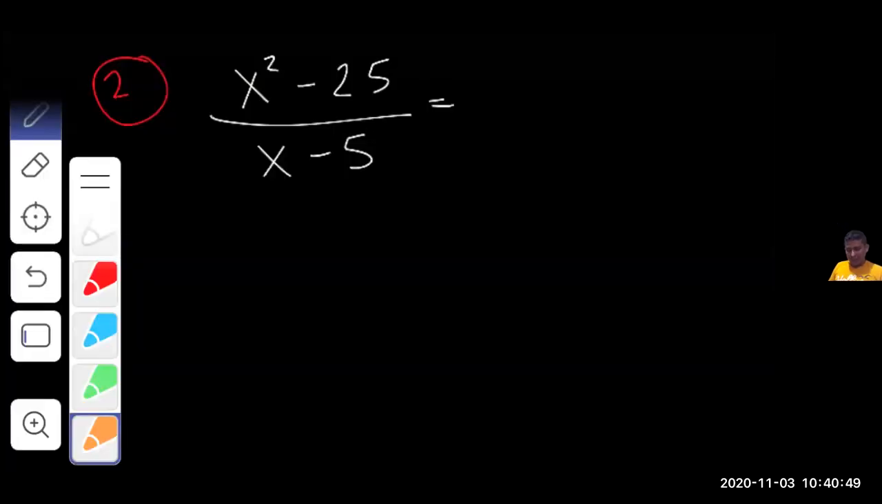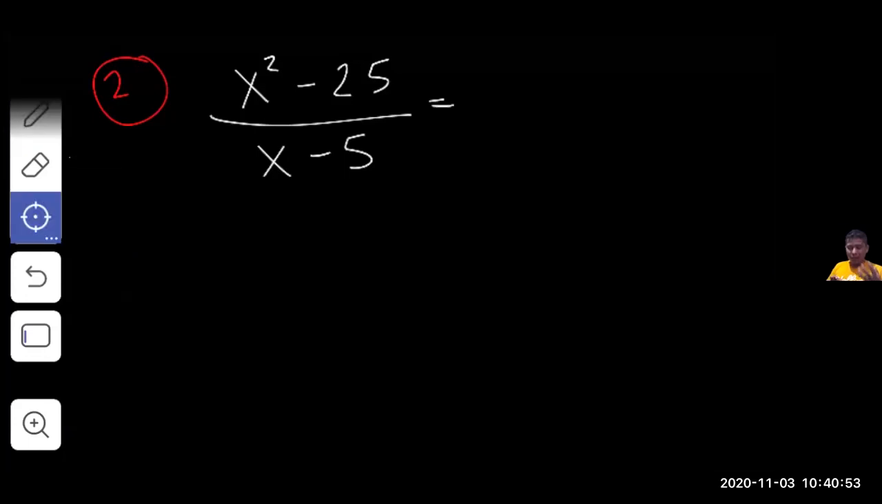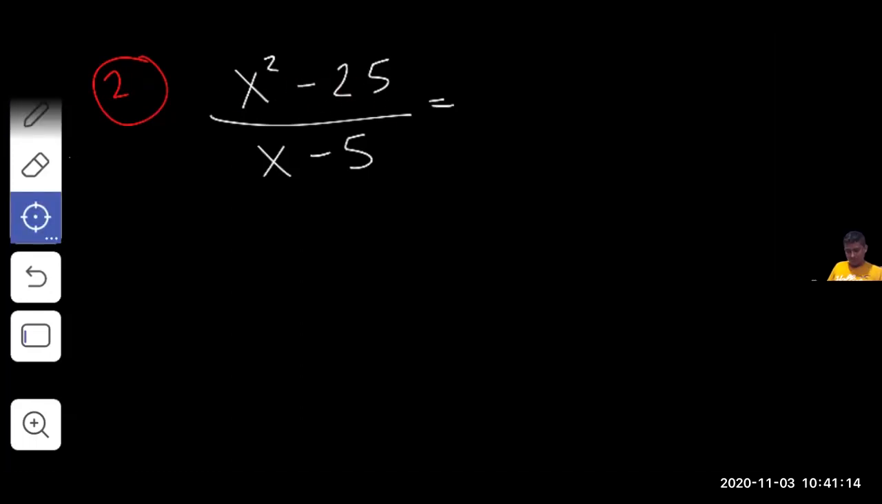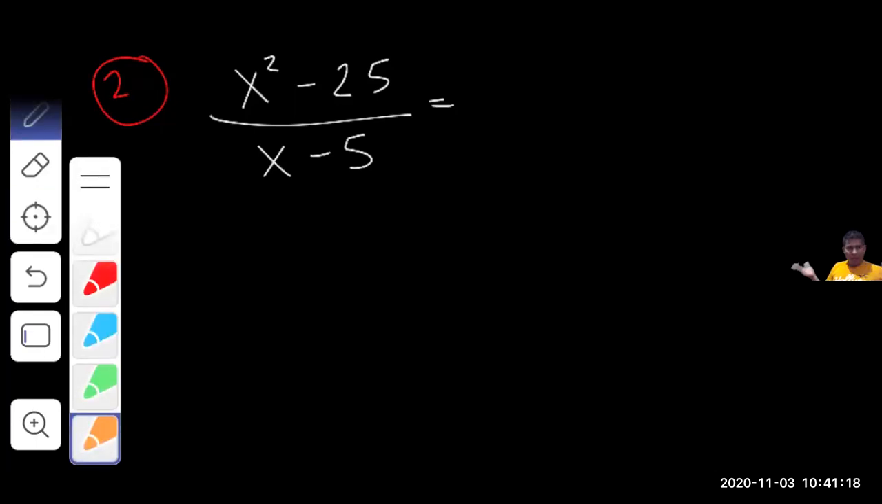Okay, let's try to simplify this. Again, this is a rational expression. And what is a rational expression? It's just a ratio of two polynomials. I mean, a fraction with a polynomial in the numerator and another polynomial in the denominator. Okay, let's try to do that. First of all, this numerator, can I factor this? Can I represent x squared minus 25 as a multiplication? I cannot use the big X method. No, I can't. Greatest common factor? This is 1 and this is 25. No.